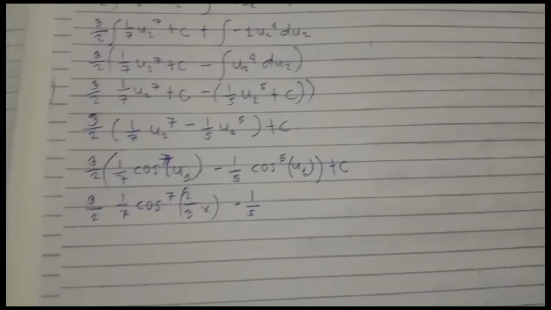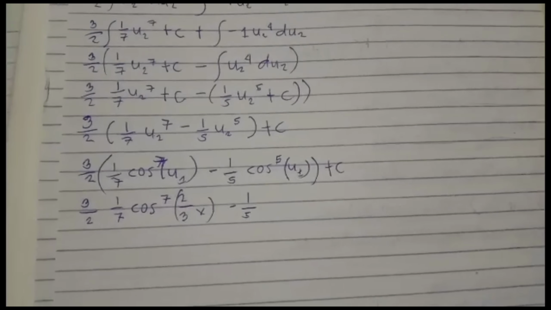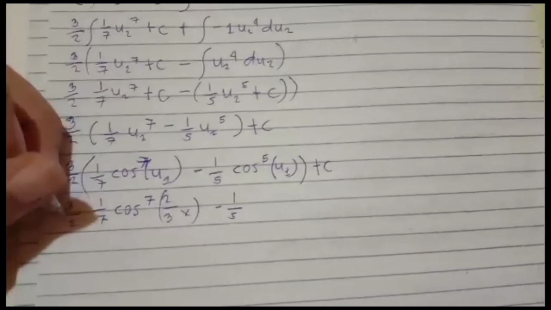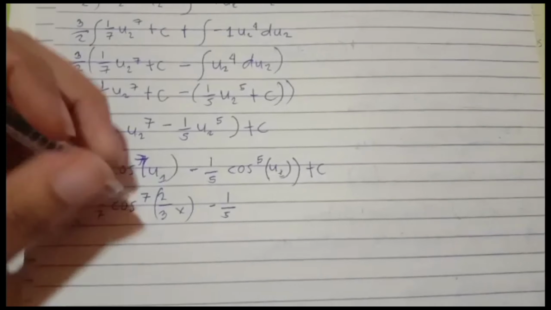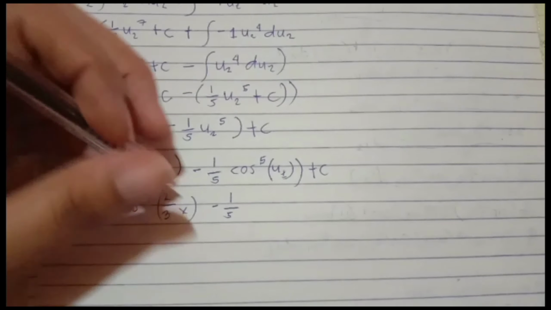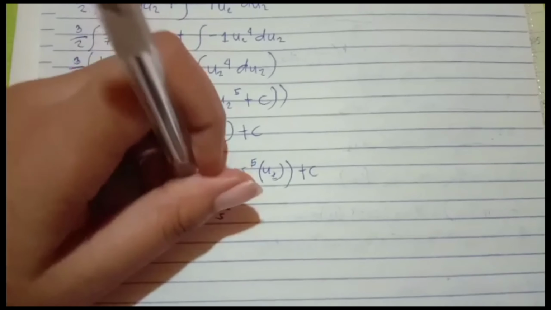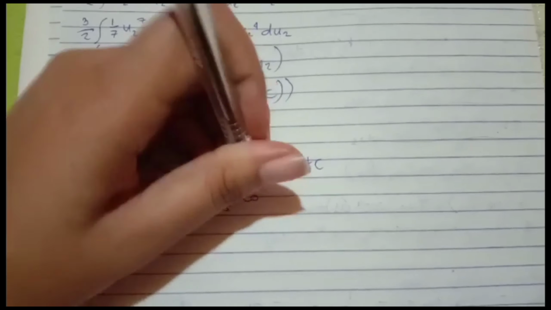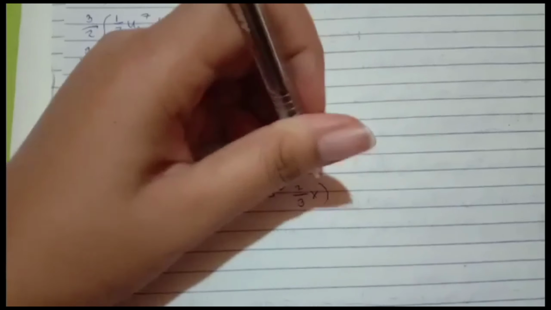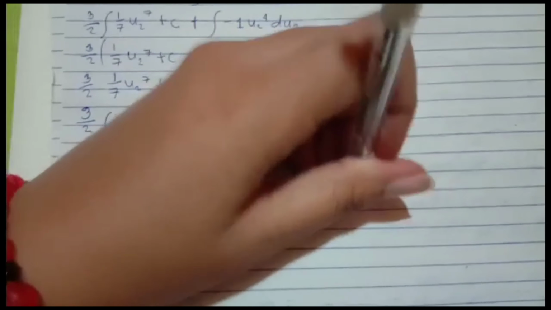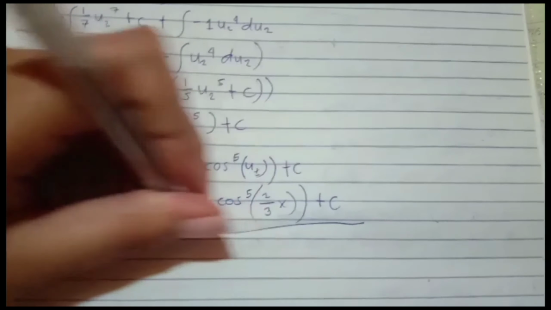Replace all occurrences of u1 with 2/3 x. So, 3/2 times 1/7 cosine to the 7th power 2/3 x minus 1/5 cosine to the 5th power 2/3 x plus C. So, that is the answer.